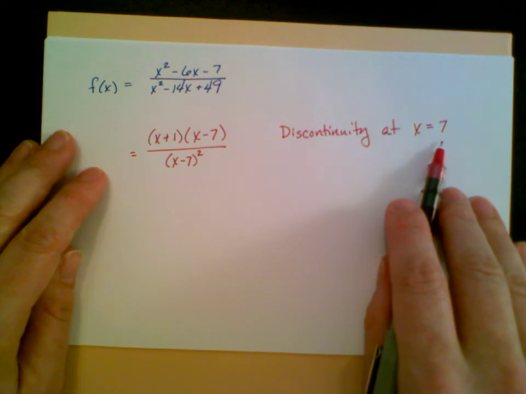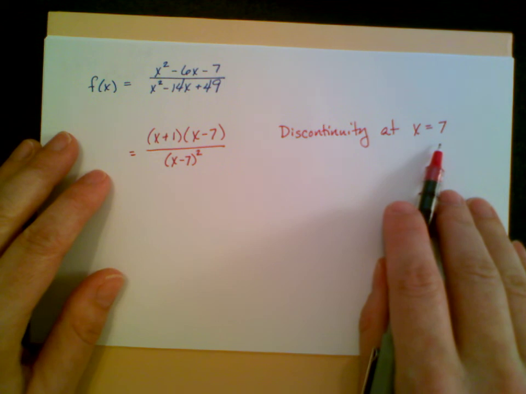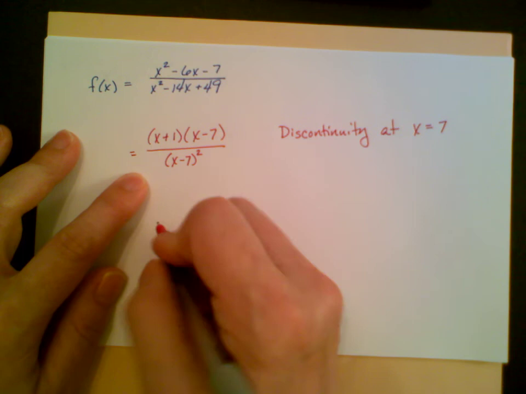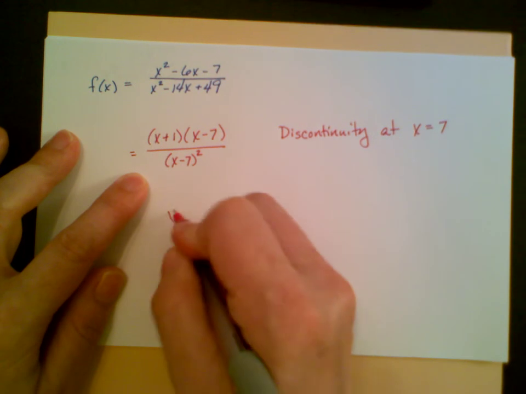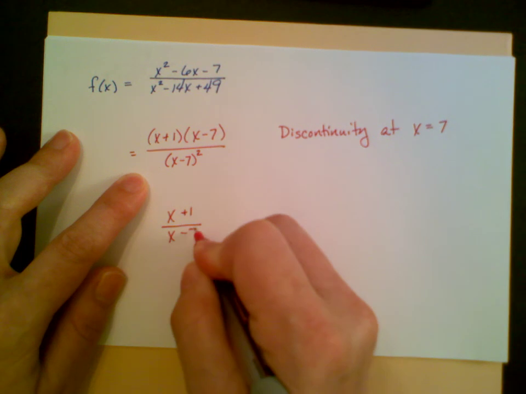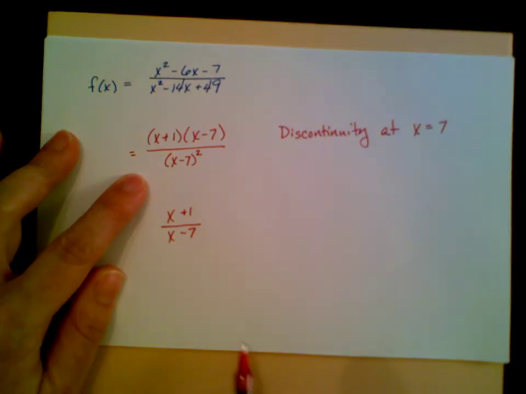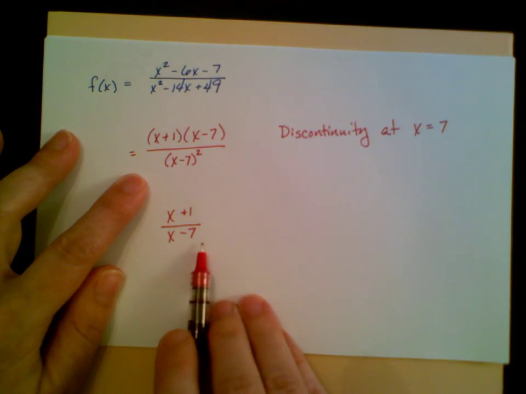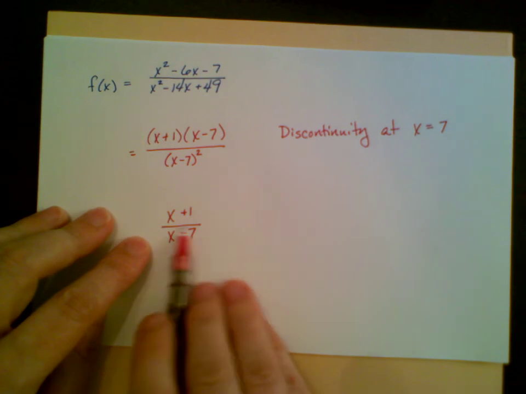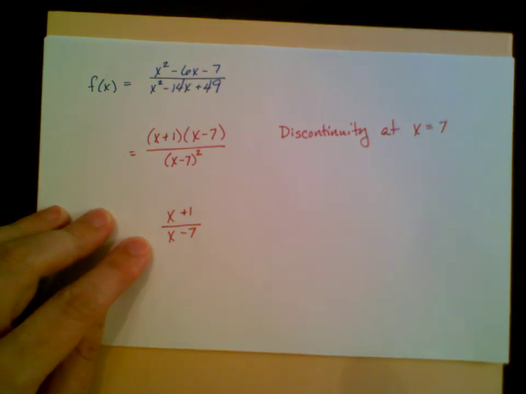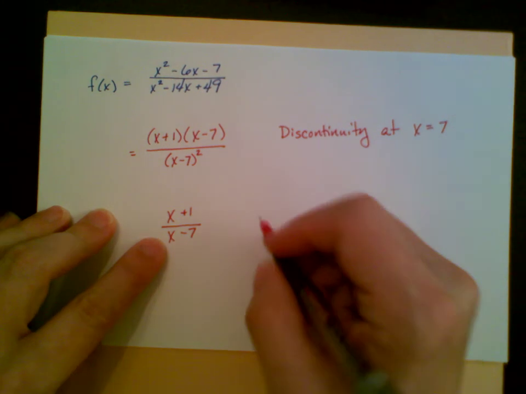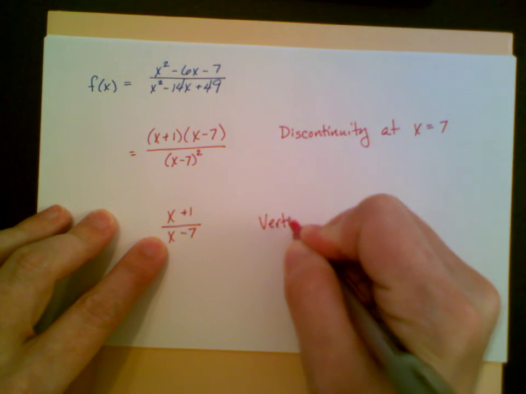And now I want to try canceling to see if it's a point discontinuity or a vertical asymptote. When I simplify this as an algebraic expression and cancel out that x minus 7, I will get x plus 1 over x minus 7. X minus 7 is still a factor of the bottom. It's actually the entire bottom now. It did not cancel out entirely, and that means it's a vertical asymptote.